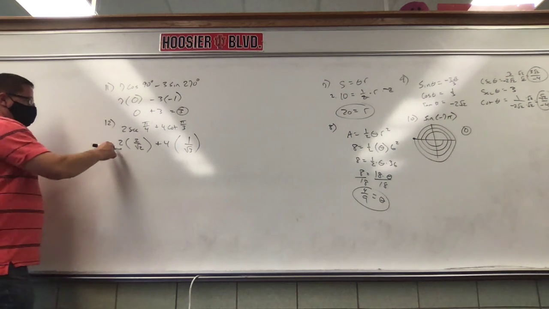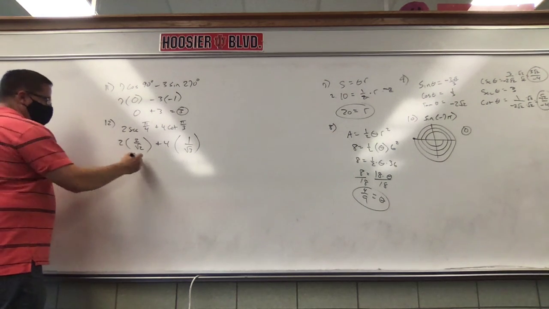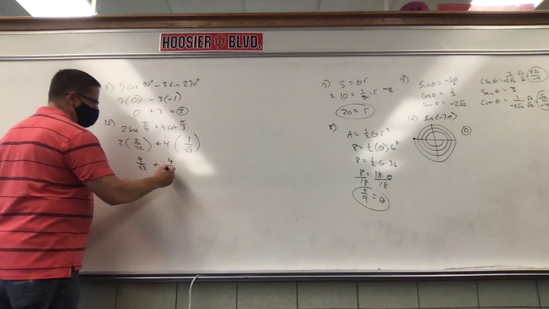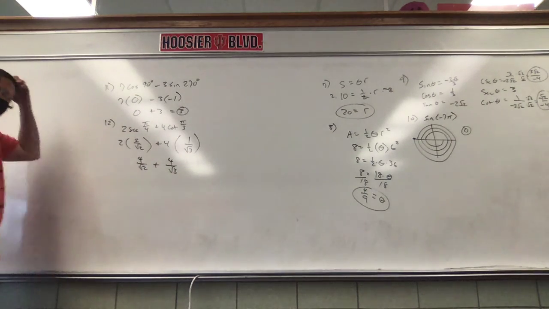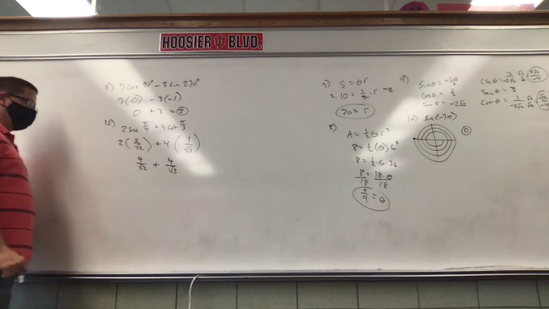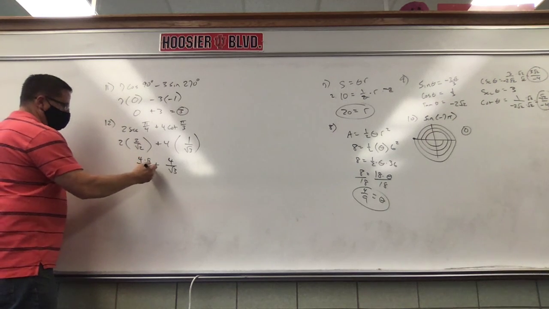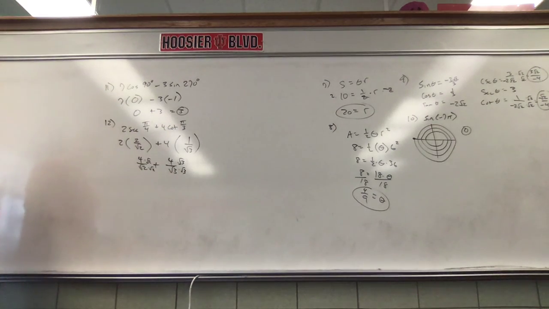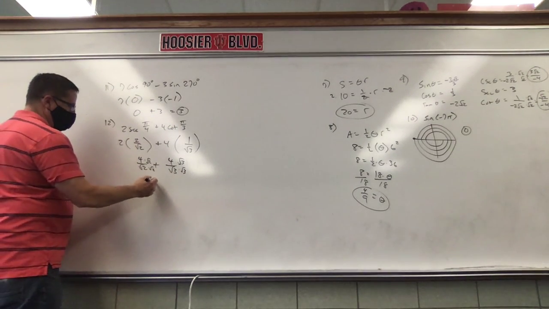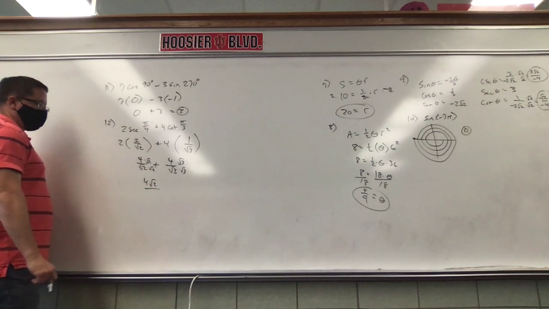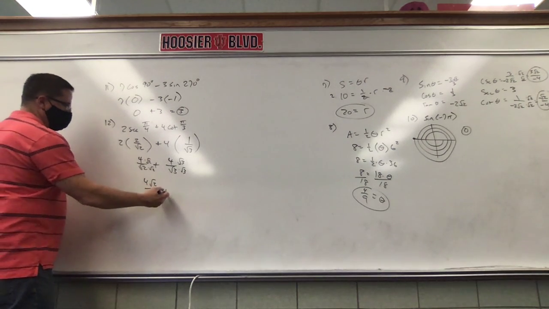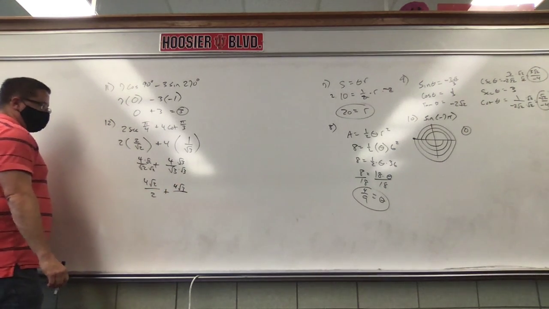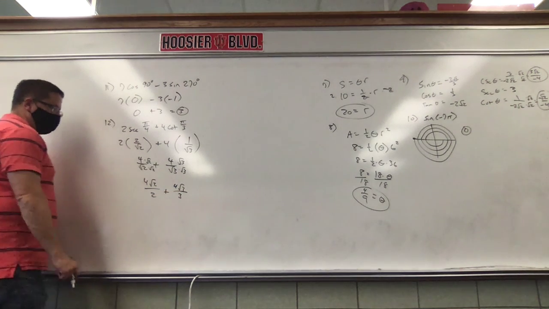Let's clean this up. We times just the top by 2. 2 times 2 is 4 over radical 2, plus 4 times 1 is 4 over radical 3. And we can't have that for an answer. We have to times the top and bottom by radical 2 here, and times the top and bottom by radical 3 here. 4 times radical 2 is 4 radical 2. Radical 2 times radical 2 is radical 4, which is 2. 4 times radical 3 is 4 radical 3. Radical 3 times radical 3 is radical 9, which is 3.